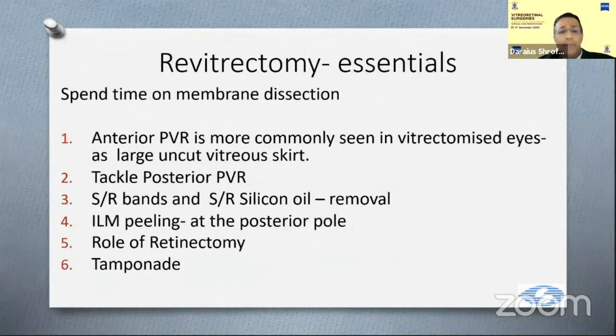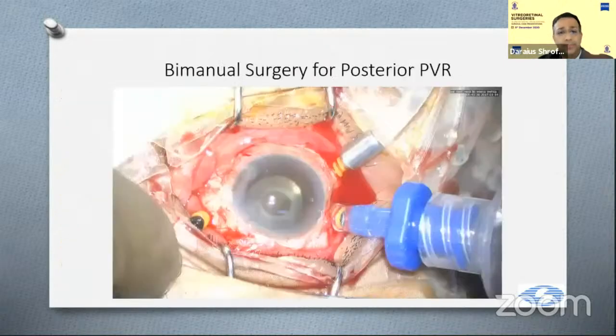Spend time on membrane dissection, because anterior PVR is more common in these vitrectomized eyes, as there's a large skirt of uncut vitreous in the periphery. Go back, tackle the posterior PVR, tackle the membranes and subretinal oils, then do the ILM peeling if required. The role of retinectomy and tamponade is also going to be discussed.